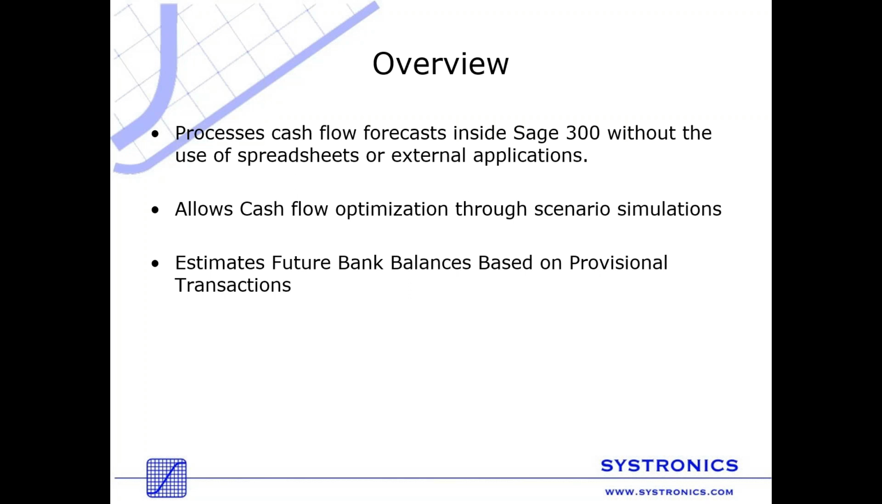This way you can see what effect a transaction would have on bank balance without actually creating that transaction in Sage 300. They do not affect the actual bank balances. It is possible to modify each provisional transaction anytime as long as it is not converted into an actual transaction.